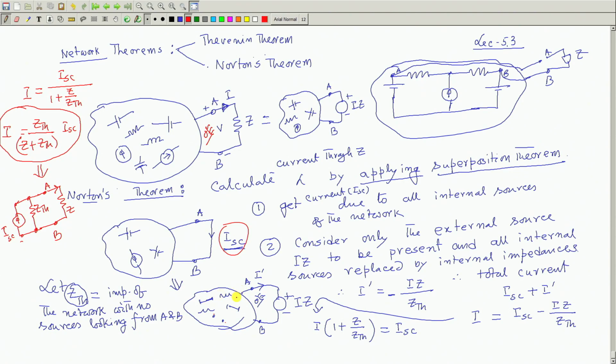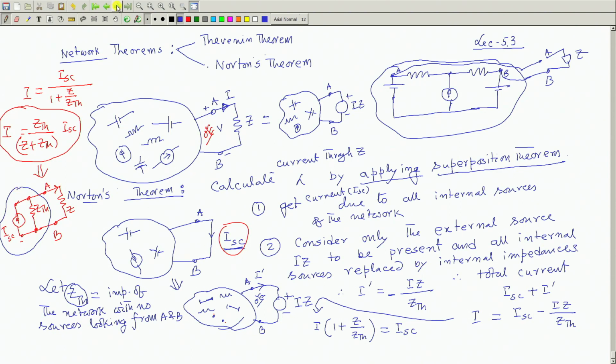The moment you get that, you can say that however complex this network is, if it is a linear network, because we have taken help of the superposition theorem, with the understanding that the network is linear, only then can I apply superposition. Therefore, all these complicated things of this network will be replaced by a current source in parallel with an impedance.